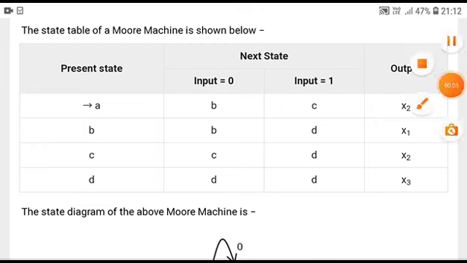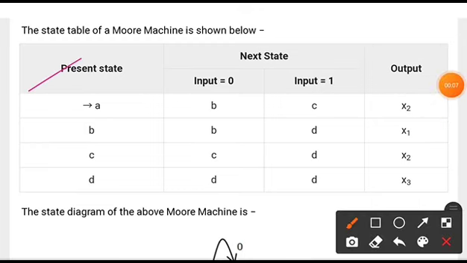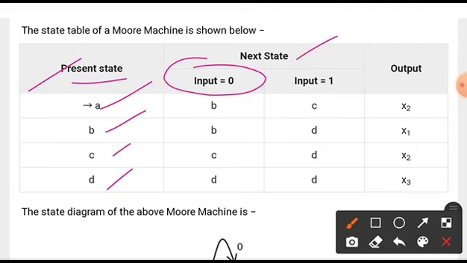So here the state table is given. These are the present states A, B, C and D, these are the next states, and the inputs are given to you. It has only two inputs, which means 0 and 1. Sigma is equal to {0, 1}.